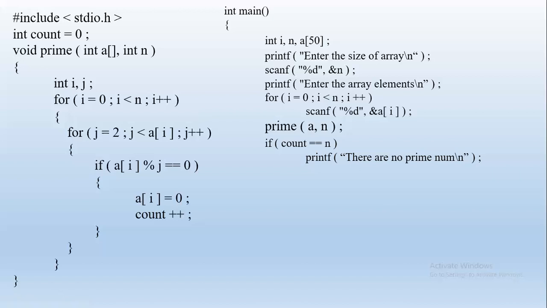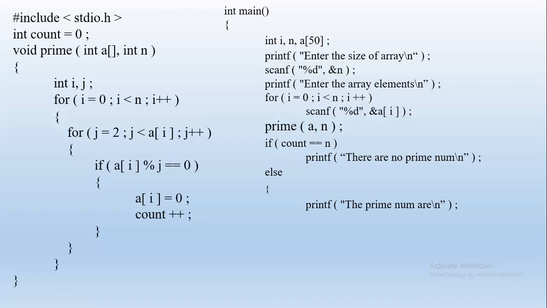So they are all not prime. There is no prime number, right? 4, 4, 4 means none of them are prime numbers. So there are no prime numbers. Otherwise, here if count is not equal to n, maybe less, in this case there are some prime numbers, right?